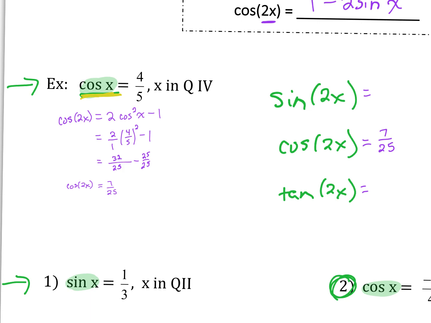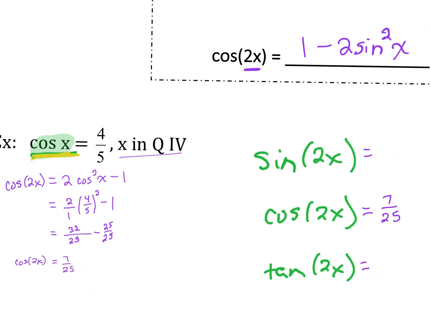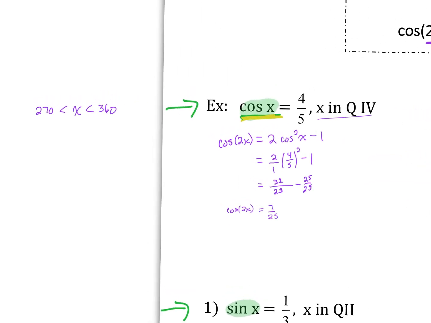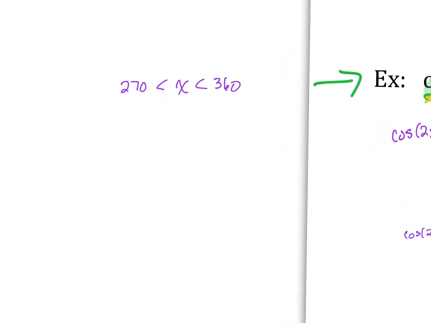Here's the deal. We have to figure out, we are told that the single angle is in quadrant 4. So I'm going to write that down off to the side here. If the single angle is in quadrant 4, then that's somewhere between 270 degrees and 360 degrees. That's what that means, right? If we're in quadrant 4, we're greater than 270, we're less than 360.